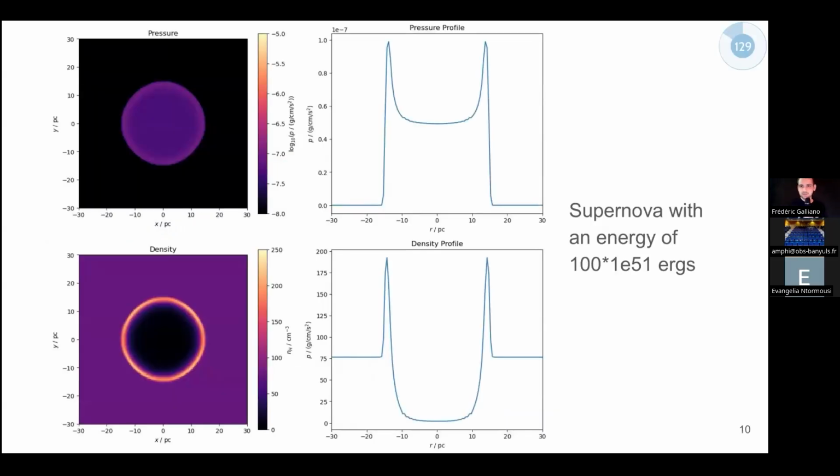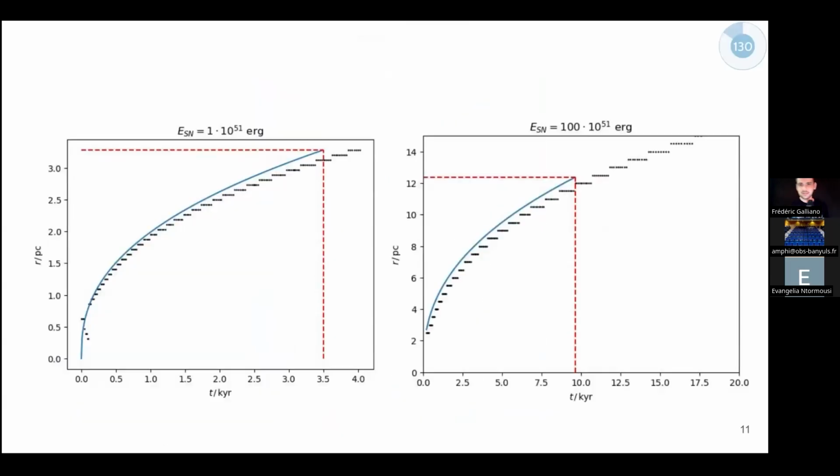Then we have the same thing with the energy of 100 supernovas. And here on the right-hand side, you can see the result. They are pretty much similar, not much going on.